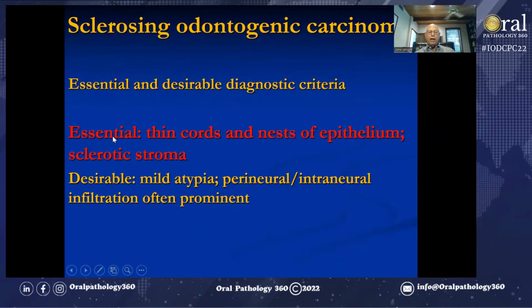These are the essential diagnostic features of this lesion coming out in 2022: thin cords and nests of epithelium and a sclerotic stroma, period. That is all you need. And someone needs to tell me how this differs from the histology of central odontogenic fibroma, because it does not. Desirable is a little mild atypia. Every slide I put on my stage, I can show you a little bit of cytologic atypia. I don't know what this means.